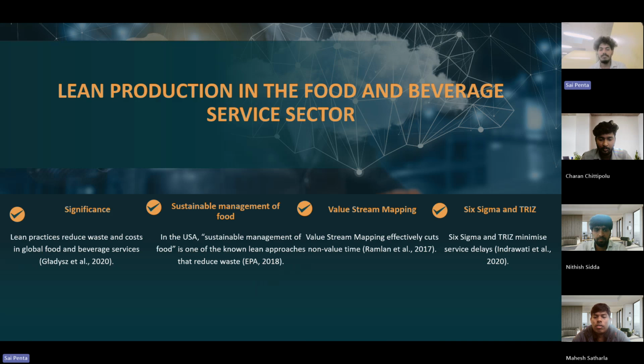Now, moving to the next slide, I'm going to tell about lean production in the food and beverage service sector. In this slide, several studies explore how the food and beverage industry adopted lean practices. Gadsist et al. claim that lean practices in Polish hotels, restaurants, and catering have led to reductions in costs and waste. In the USA, a strategy known as sustainable management of food aims to reduce food waste and its impacts throughout its life cycle.